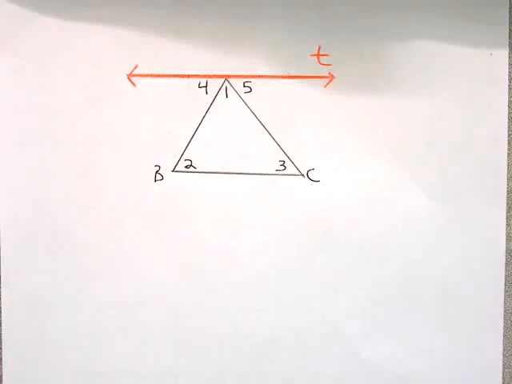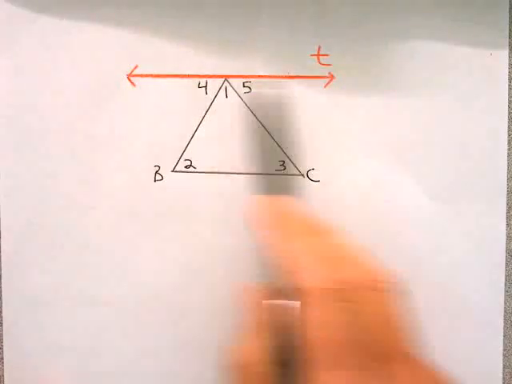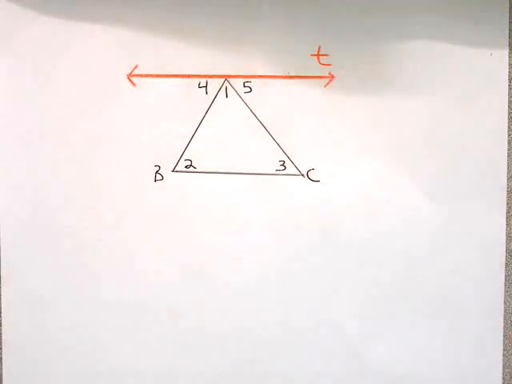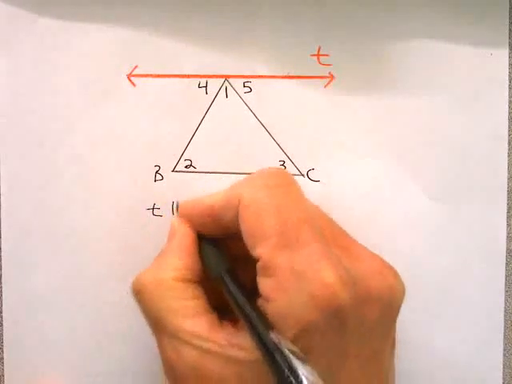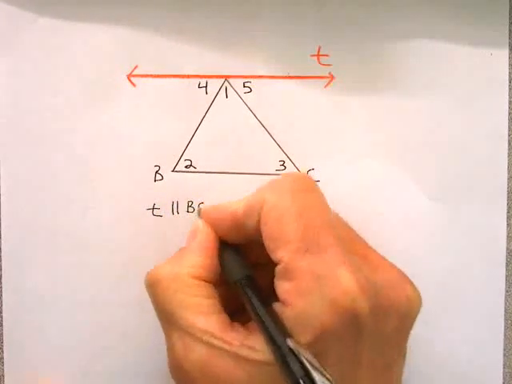So I'm going to give you some information, and the first piece of information I'm going to give you is that line T, the red line, is a straight angle. In other words, if this is a straight angle, this line measures 180 degrees. And then further, I'm going to tell you that line T is parallel to line BC. So I'll write that down for you. So I'm saying that T is parallel to line BC.